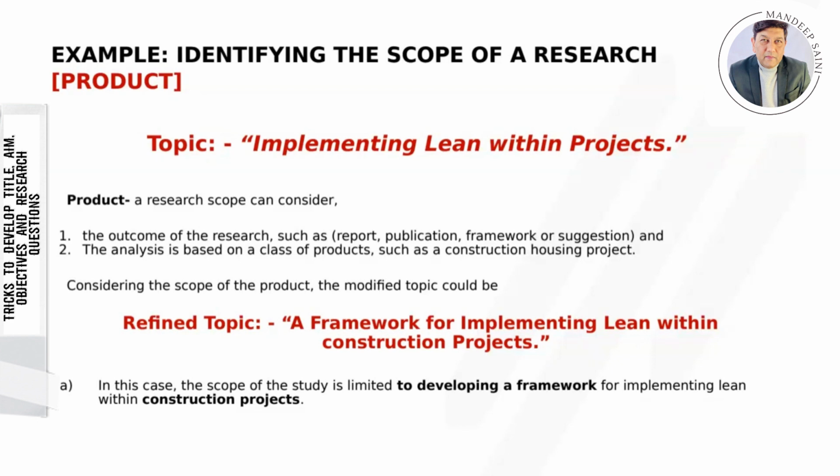What will be the final outcome, or what could be the final outcome? What are you trying to come up with? You are trying to come up with a guideline, a report or publication, a suggestion, a framework or a model or whatever. So if you are implementing lean within projects, how could that be useful to the readers, useful to the beneficiaries? So we need to think about the product.